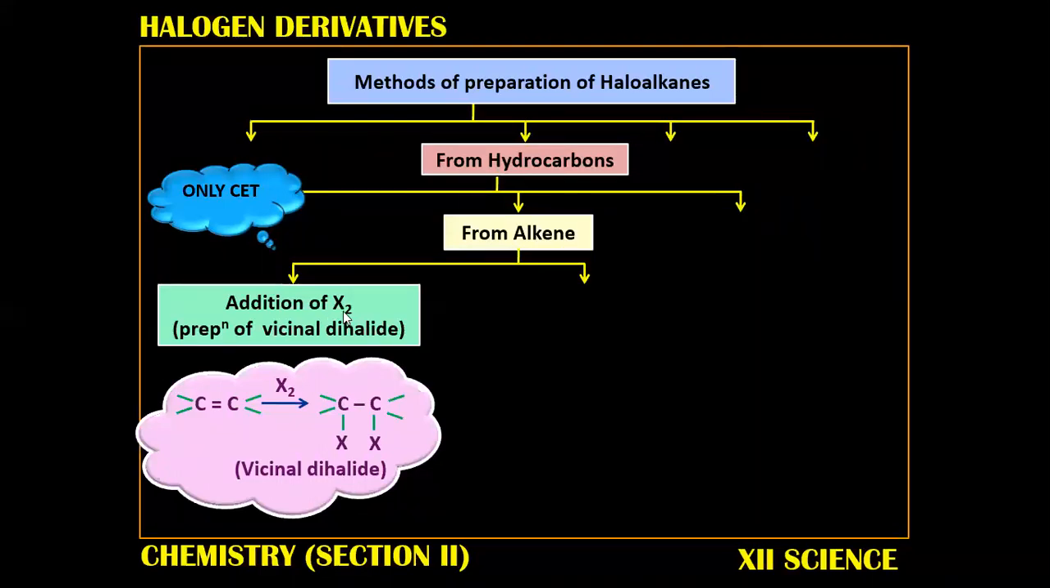Addition of halogen to alkenes will give you vicinal dihalide. So in alkenes there are two parts. Addition of halogen is only for CET. But the second part everybody has to do. Now I'll show you the general reaction, you can copy it down. When an alkene reacts with a halogen, one halogen goes on each carbon and we get vicinal dihalides.